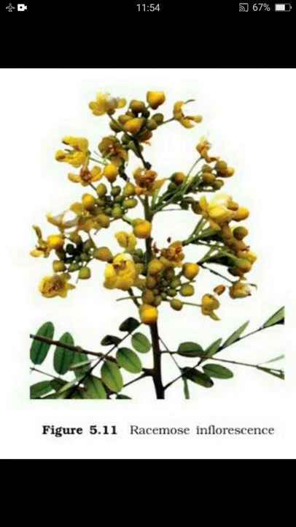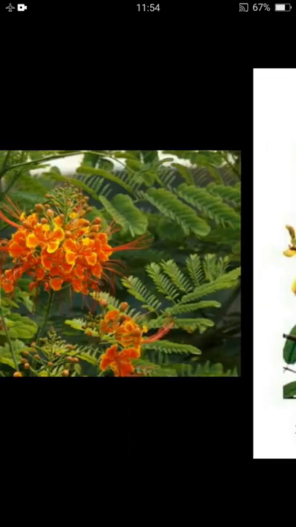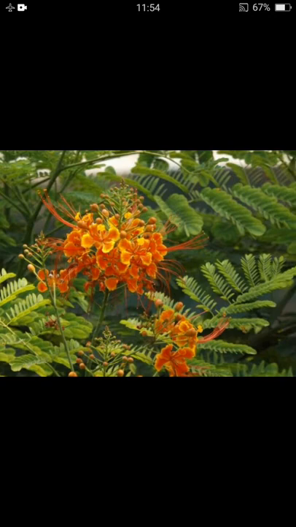On the floral axis, how are the flowers arranged? Flowers are arranged laterally. See the diagram very carefully. Then acropetal succession. What is meant by acropetal succession? Please make a note. Acropetal succession means, as in the previous diagram, see, all the new flowers, it means buds and everything, new flowers are present at the top region, apex region, and the older flowers are present at the base region or bottom region.